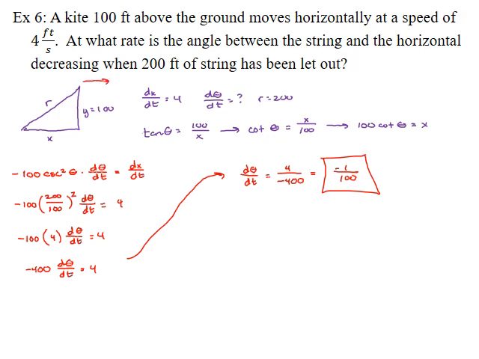So this says that your angle is getting smaller, and that makes sense. As your kite is going to the right, this angle theta down here should be getting smaller and smaller because your string is being stretched out further away from the person that's holding it. So, very good.